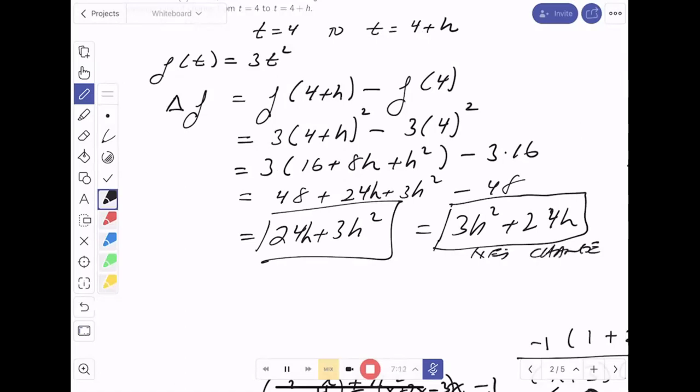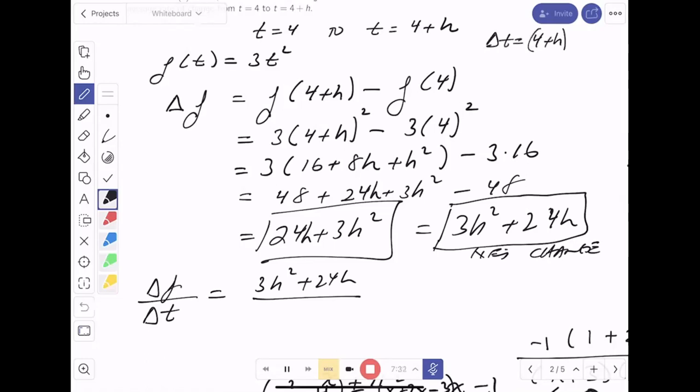What else have they asked for is the average rate of change. So it's going to be delta f over delta t in this case. What's delta f? We just did it. It's 3h squared plus 24h over delta t. And delta t is going to be upper minus lower, which is 4 plus h minus 4, so delta t is just h, right?